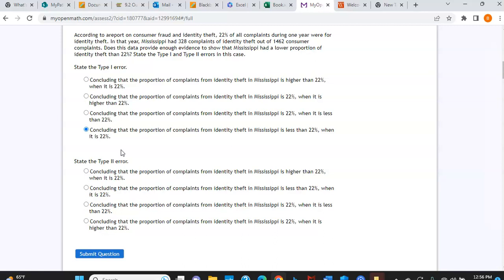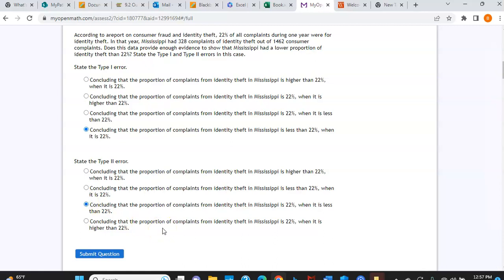So let's find first a conclusion where our null hypothesis, which is that our proportion is 22, is what we conclude. Okay, so let's see. That one's higher. No, we're not concluding that it's higher. We're concluding that it is 22. That's less. No. Okay, so it's one of these two. All right, so the first part of it, we've concluded that the null hypothesis is true when in fact the alternate is true. And our alternate was that the proportion is less than 22. So concluding that the proportion is 22 when in fact it's less than 22. There's the right one right there.